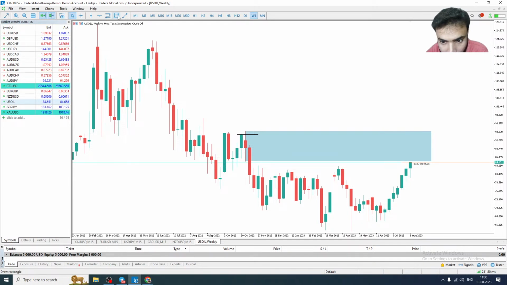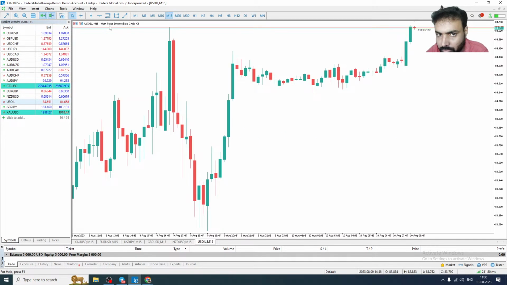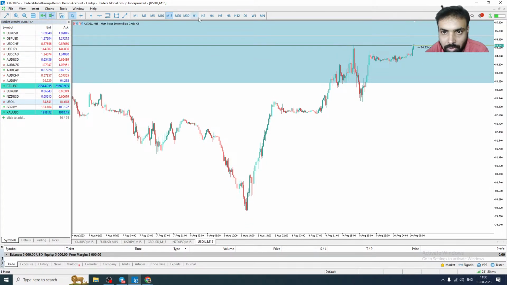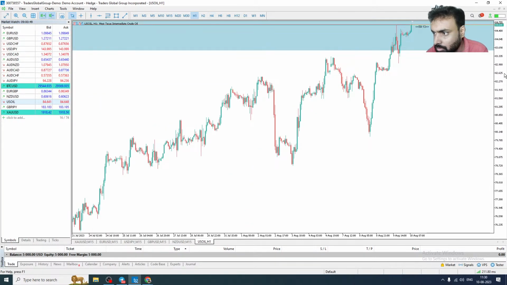And you can see some imbalance here, I think. Some small imbalance in the weekly chart. This is the weekly chart imbalance. Okay, that is already filled. No recent levels, no such levels.